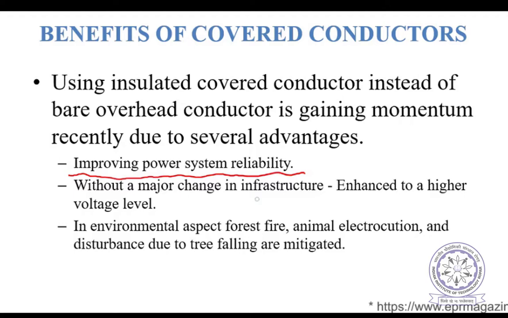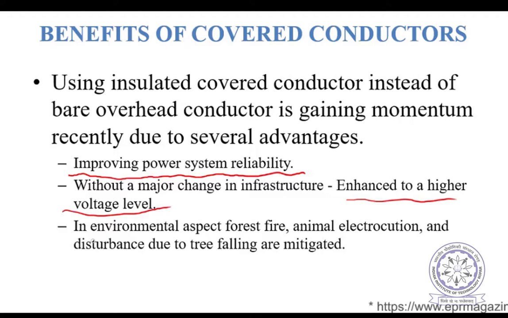And without a major change in infrastructure, it can be enhanced to a higher voltage level, because the clearances required for the covered conductor are less than for the bare overhead conductor. Therefore, the voltage level can be enhanced. With the same infrastructure, if we use a covered conductor instead of bare conductor, the voltage level can be increased. So the power transmission capability automatically increases. This way, it reduces capital cost also. A lot of savings can be achieved in this manner.